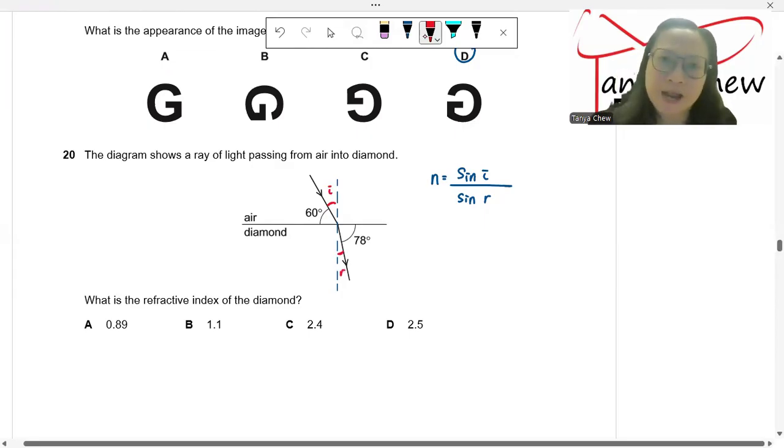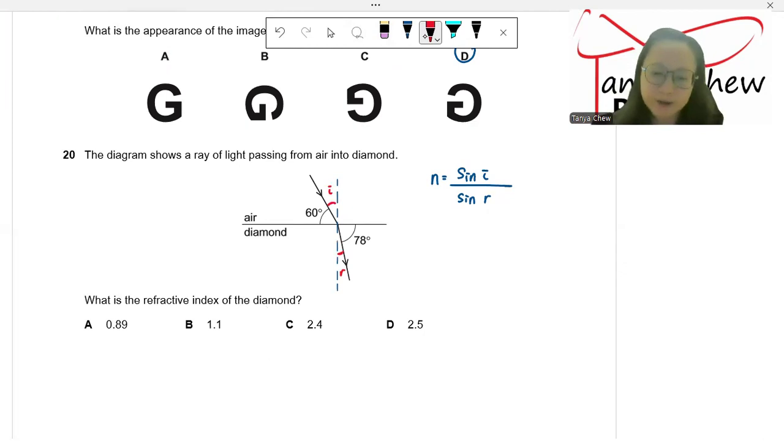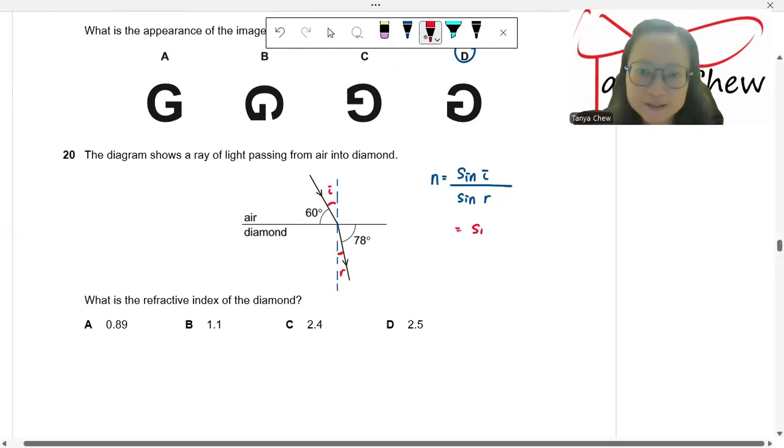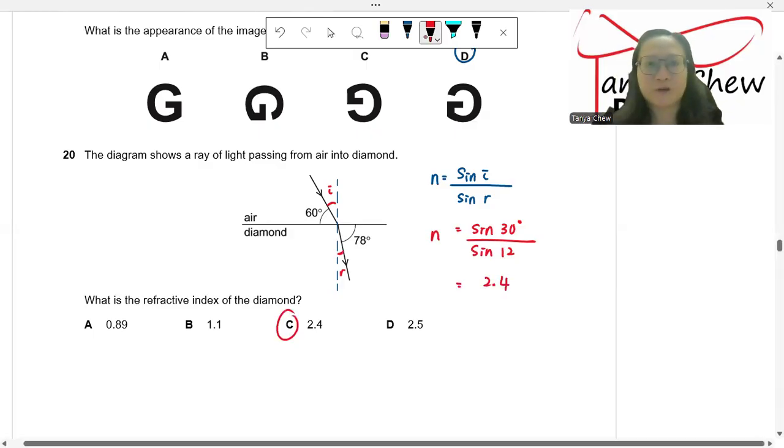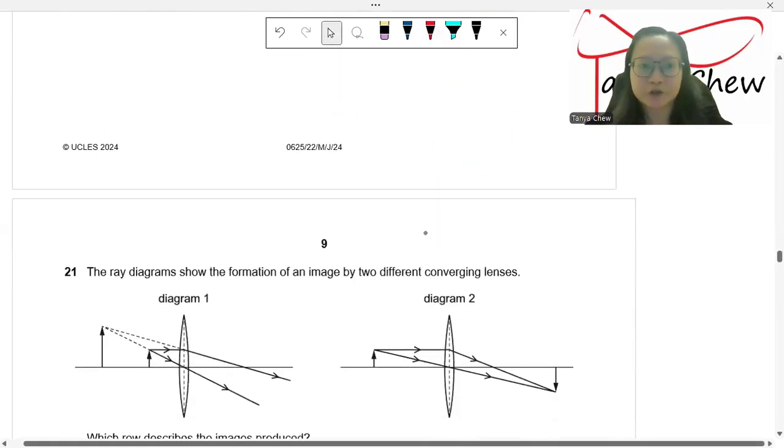How do I find the incident angle? It's a little bit of math here. I take 90 minus 60 to get my incident angle, which is sin 30. And 90 minus 78, I get 12, so sin 12. n is equal to sin 30 divided by sin 12, I get 2.4. There's no unit for refractive index, so C is the answer.